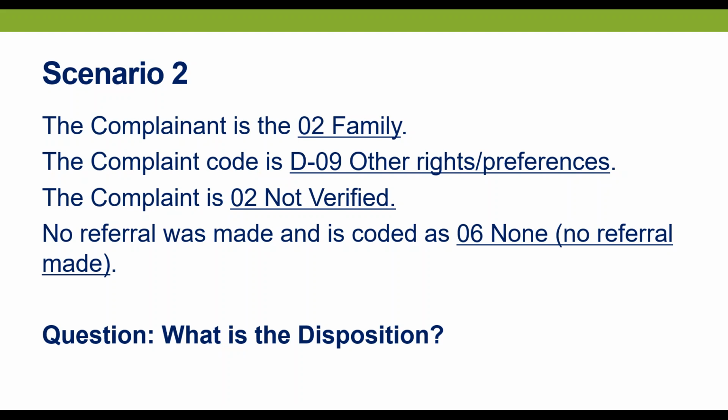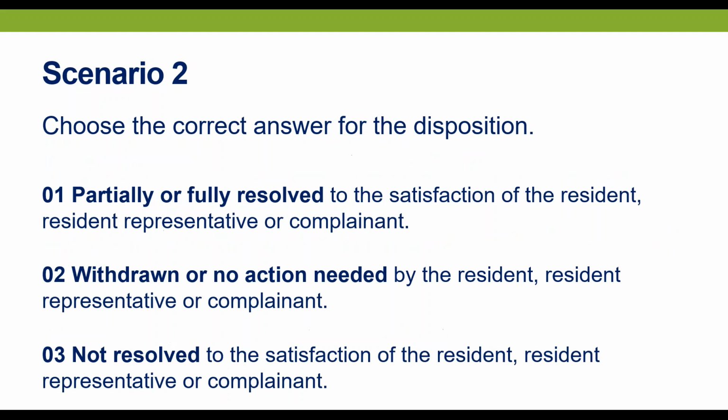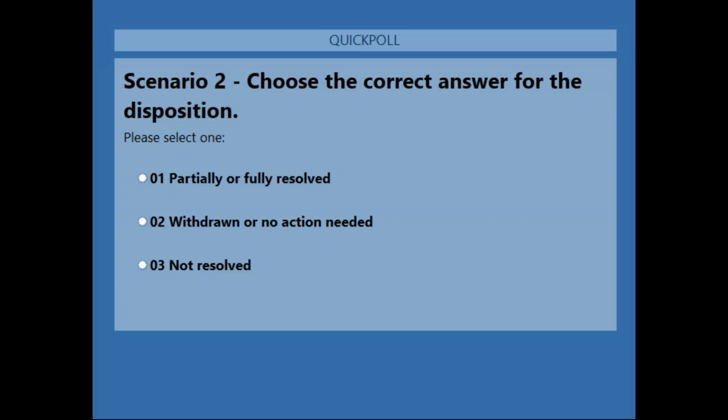So for this scenario, the complainant is O2 for the family member, the son. The complaint code is D09, other rights and preferences. The complaint is 02, not verified, and no referral was made and is coded as 06, none. So for this scenario, what is the disposition? Next slide. So you need to choose the correct answer for the disposition: partially or fully resolved, withdrawn or no action needed, or not resolved.